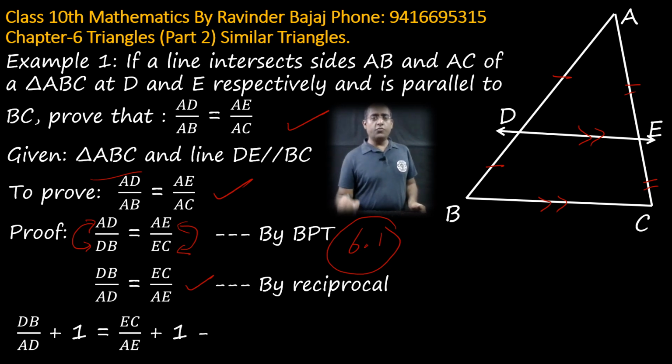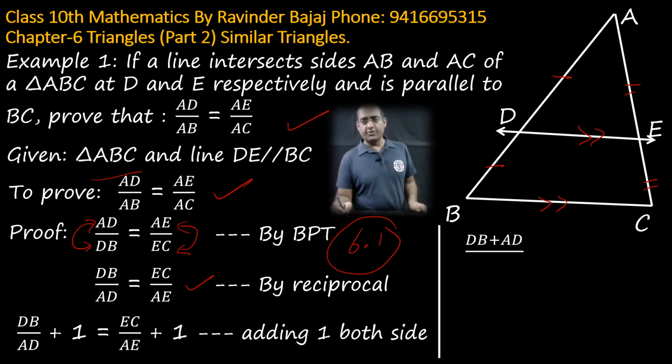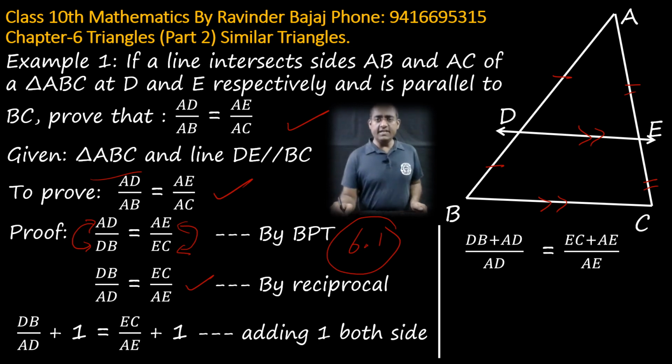Now adding one to both sides, left-hand side and right-hand side: DB upon AD plus 1 and EC upon AE plus 1. Adding one to both sides will not change the result. Now after taking LCM, AD will be the LCM of the left-hand side and AE will be the LCM of the right-hand side. See, DB plus AD upon AD is equal to EC plus AE upon AE.